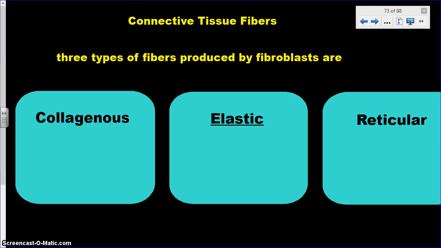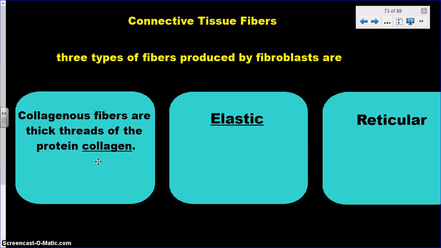The connective tissue fibers are produced by your fibroblasts. There's three different types. There's collagenous fibers, elastic fibers, and reticular fibers. Collagenous fibers are very thick. They're composed of the protein collagen, and an important component of your skin.